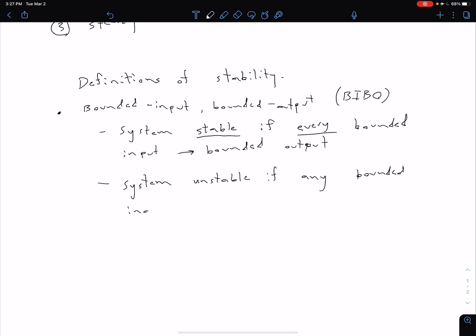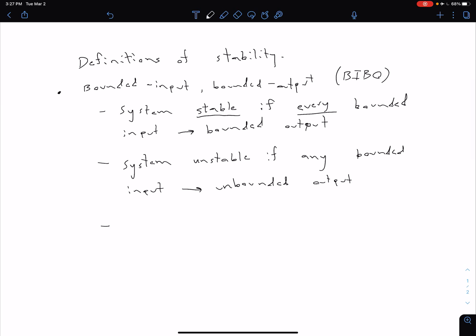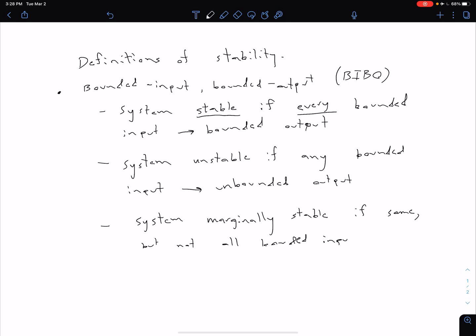So our system is going to be unstable if there exists any bounded input that results in an unbounded output. And then we have this case in between, where a system can be marginally stable. This is on that knife edge between stability and instability. Our system would be marginally stable if some, but not all, bounded inputs create bounded outputs.